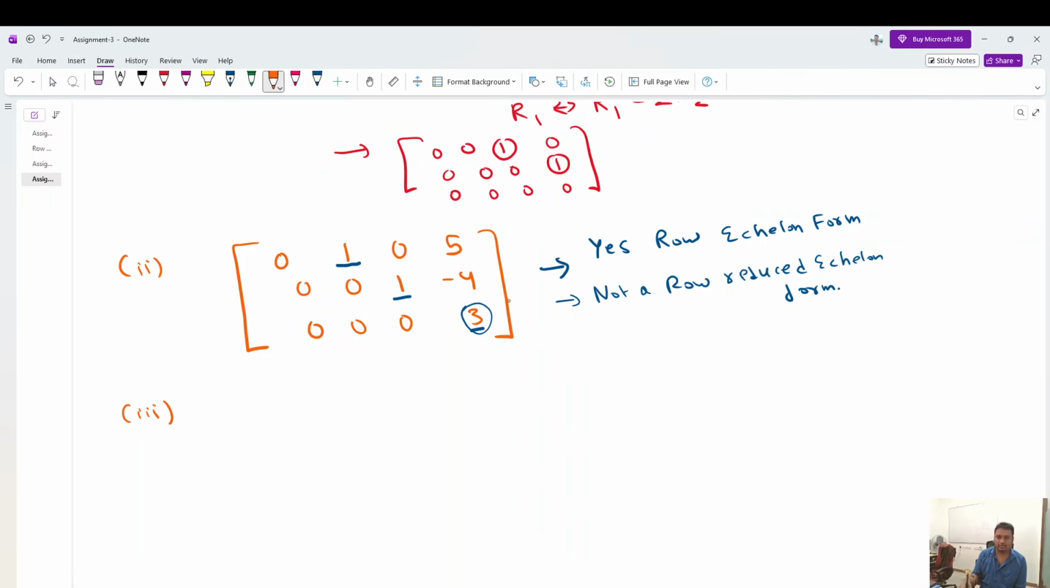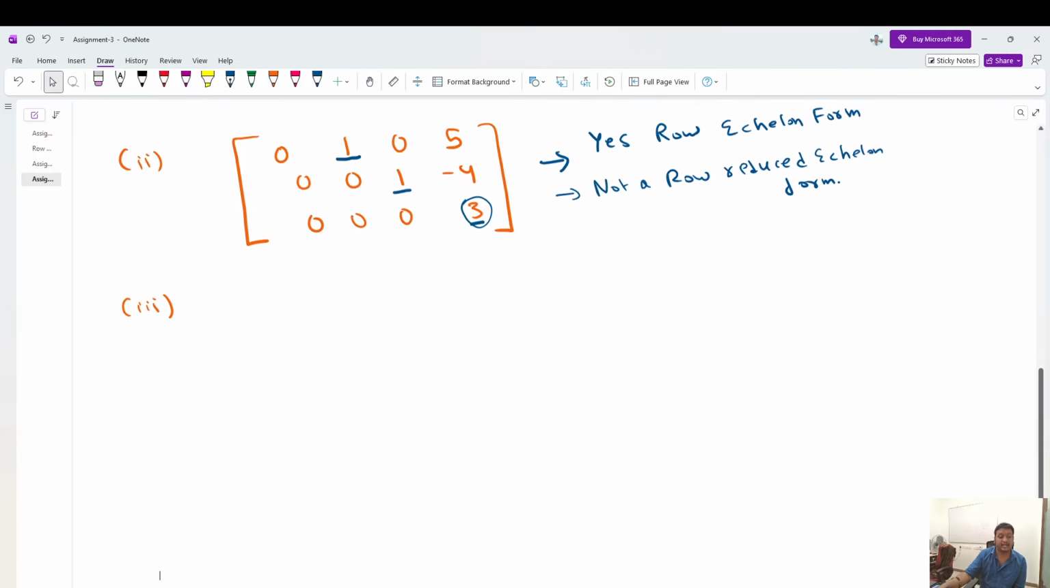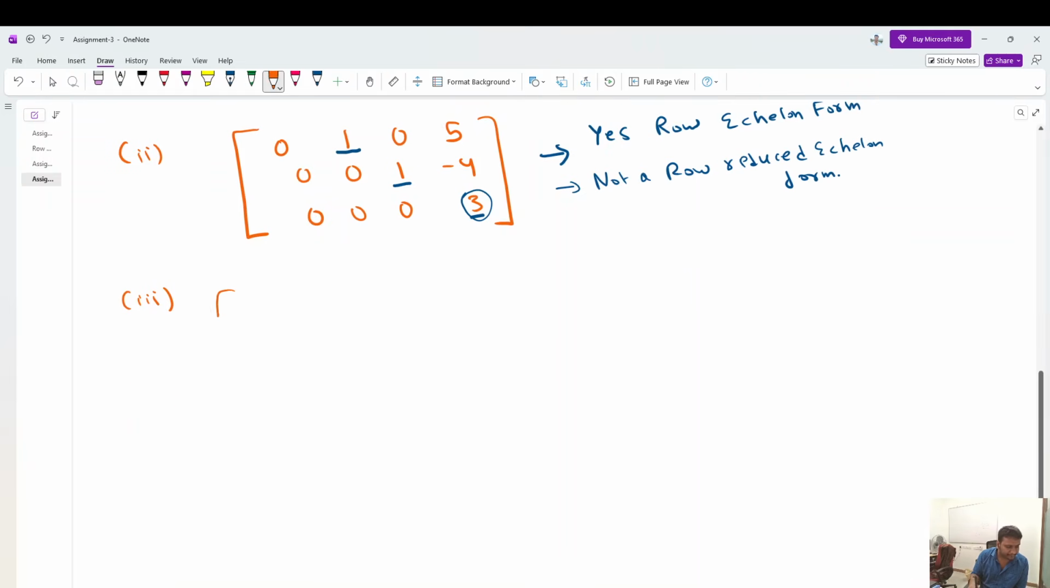And you know how to convert it. Now I will leave that as an exercise: how to convert it in row echelon form. It is already row reduced echelon form. Okay. 1, 0, 0, 2, 0, 0, 1, 3, 0, 0, 0, 0.